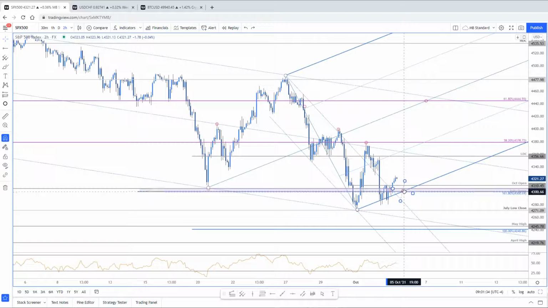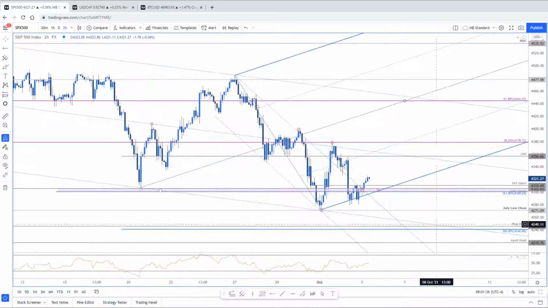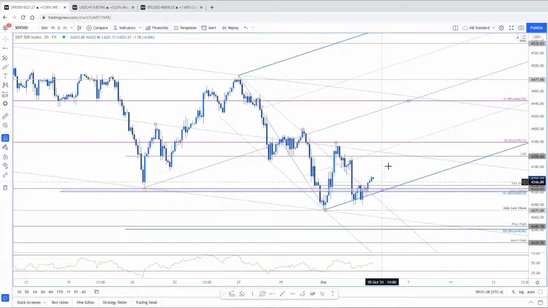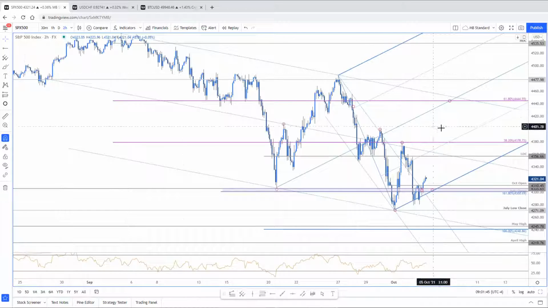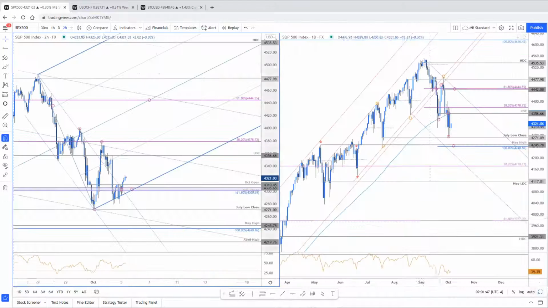This is what I'm looking at into the open of the US trade session today. I do want to see 43,000 hold. If this holds, then we're still on track for a possible recovery. At the end of the day, we're still in the downslope. So if this does break, you're looking for 42.40.